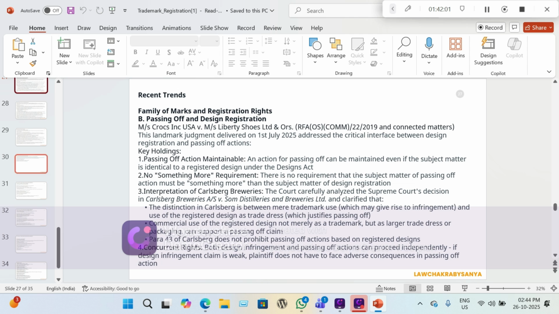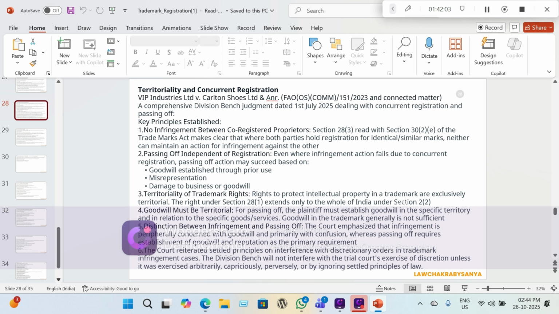Then, of course, on the next slide you'll see there is territoriality and concurrent registration. So where you're using the mark is also very important. This case is VIP Industries versus Carlton Shoes. In this division bench judgment, which came on 1st July 2025, the principle established was that there is no infringement between co-registered proprietors. So there are two proprietors who are co-registered and they hold registration for identical or similar marks. Neither can maintain an action for infringement against the other.